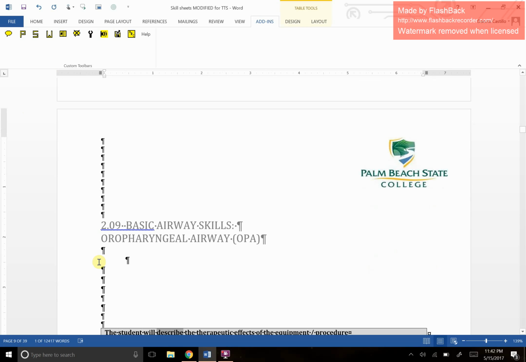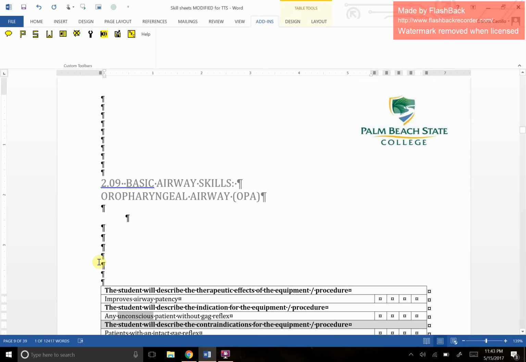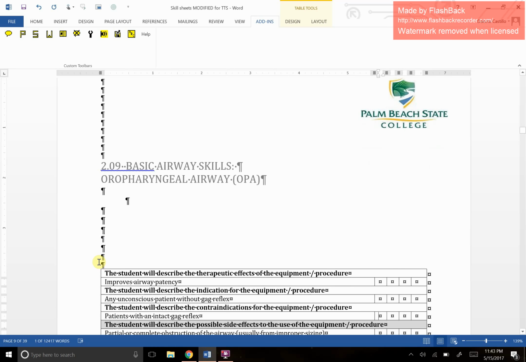The student will describe the therapeutic effects of the equipment/procedure. Improves airway patency. The student will describe the indication for the equipment/procedure. Any unconscious patient without gag reflex. The student will describe the contraindications. Patients with an intact gag reflex.